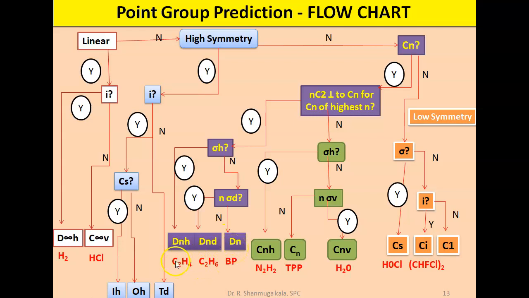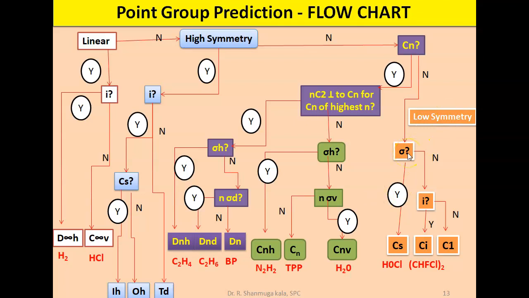So several examples are given here: ethylene, ethane. And if there is no perpendicular C2 axis, then it is a cyclic type of point group. Then if sigma h is present, Cnh, hydrazine. And if sigma v is present, triphenylphosphine, that we already discussed, Cn. And if there is no sigma v, then Cn; if there is a sigma v, Cnv, like water.